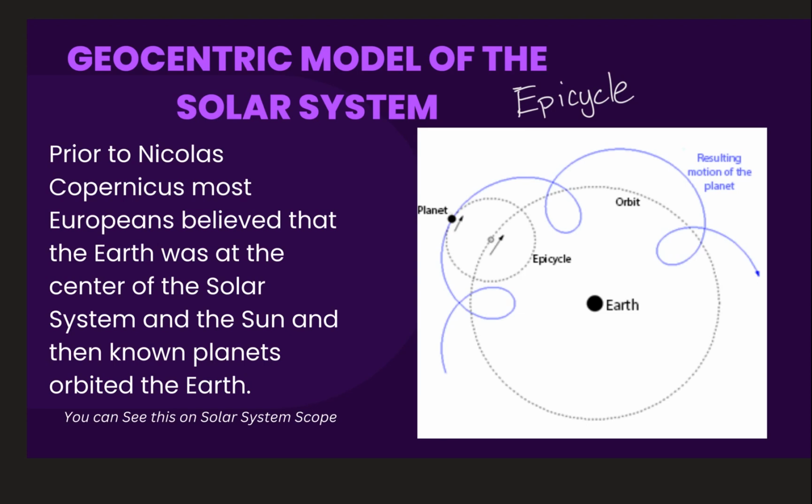In that simulation, you can actually set the Earth as the focal point of the solar system and watch everything orbit around it. And sure enough, you can see these planets moving in their epicycles.